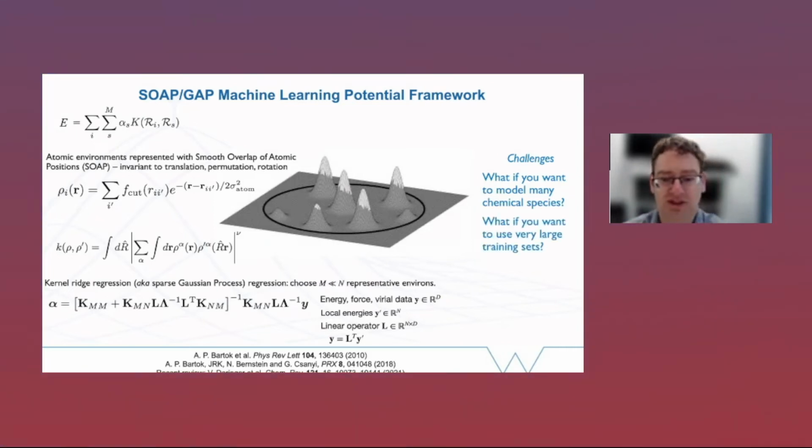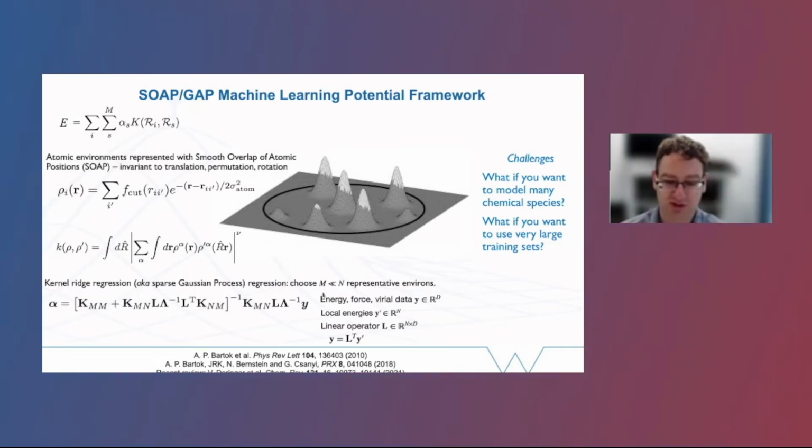The second challenge is related. It's what happens if you want to use very large training sets. And the challenge there is that this linear algebra then gets very difficult to do. This matrix here, KMN, is the big guy. That involves comparing each of your reference environments, your sparse points, with your entire training sets, which, as I said, could be hundreds of thousands or even millions of points. And it becomes impossible to fit this into memory if you have very large training sets.